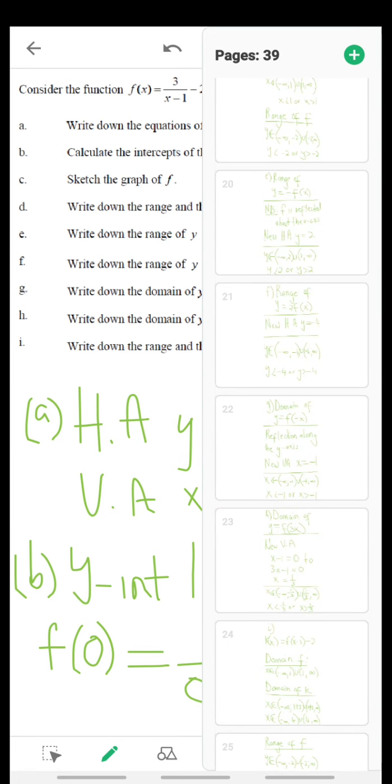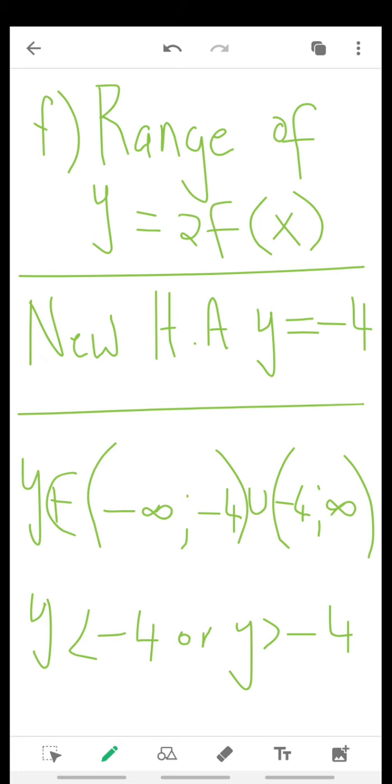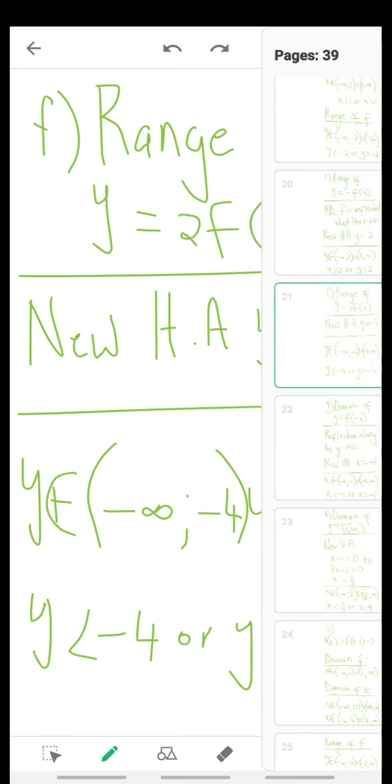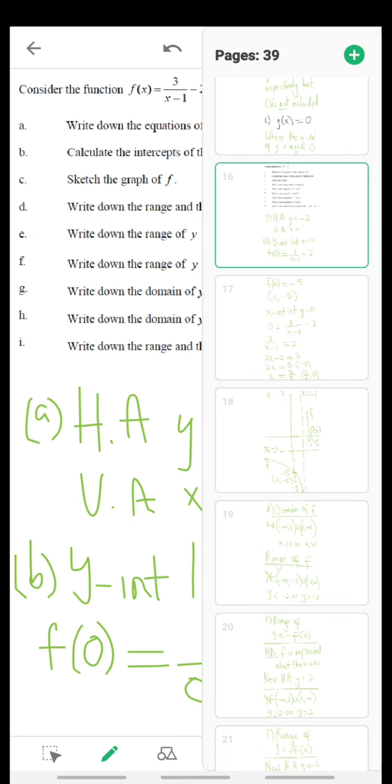Okay, so let us quickly go there. This is what is going to happen. So y equals 2 times f of x. The original horizontal asymptote was y equals minus 2. But since all y values are multiplied by 2, the horizontal asymptote must also be multiplied by 2. So minus 2 times 2, then we get minus 4. Therefore, the range will then be from negative infinity. Remember, it was up to minus 2, but now it will be up to minus 4, which is not included because it's an asymptote. And then from minus 4 up to positive infinity. Okay, very, very important.